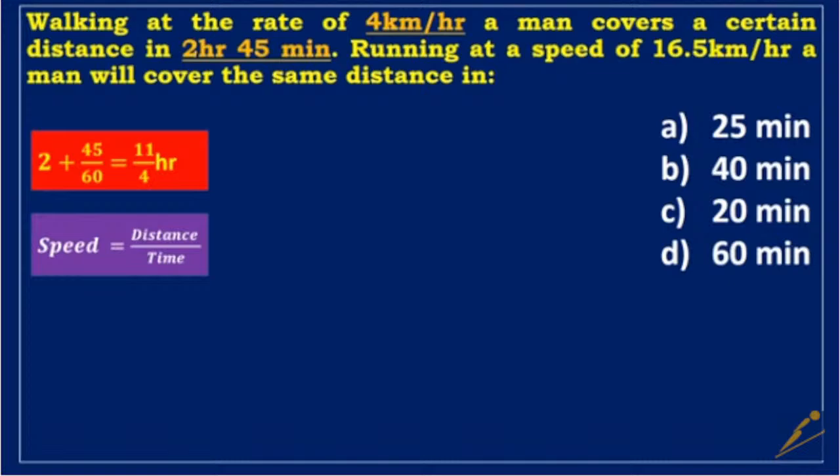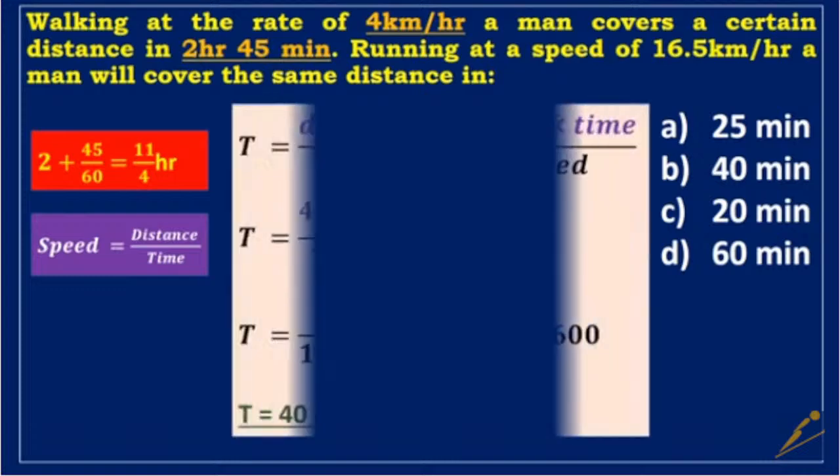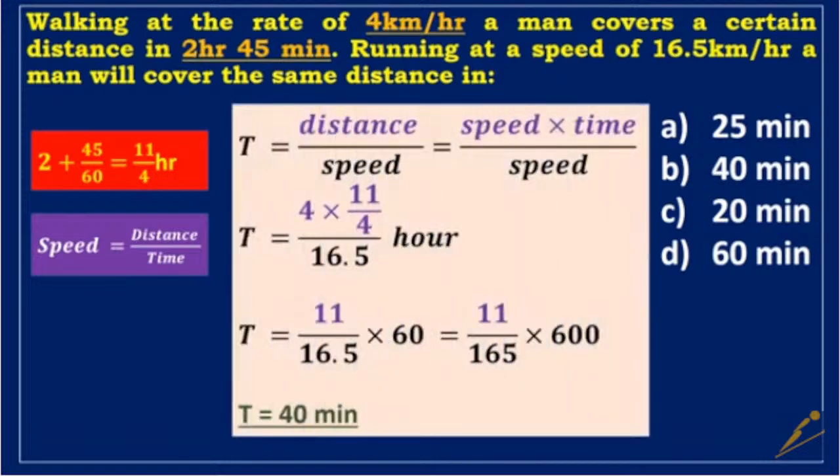An hour is divided into 60 minutes. By dividing 45 minutes by 60 and then adding 2, we can convert the given time in minutes to hours. Time 2 hours 45 minutes equals 11 by 4. The distance equals speed multiplied by time. The distance equals 4 into 11 by 4. 11 kilometers is the distance.